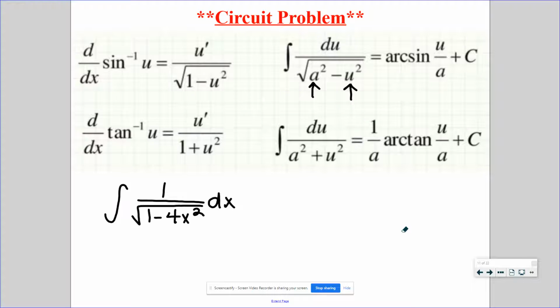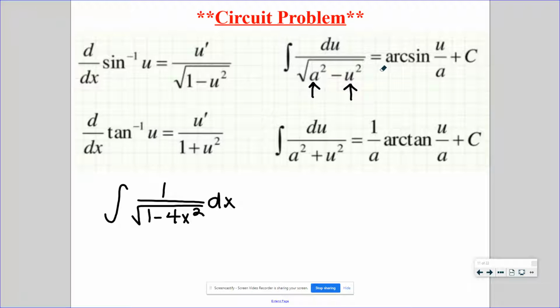And basically the idea is this is kind of a variation of an inverse sine derivative. Okay, so let's review up here real quick. The derivative of inverse sine is something that we did a long time ago. It's 1 over the square root of 1 minus u squared. U prime up here just means like derivative of baby.